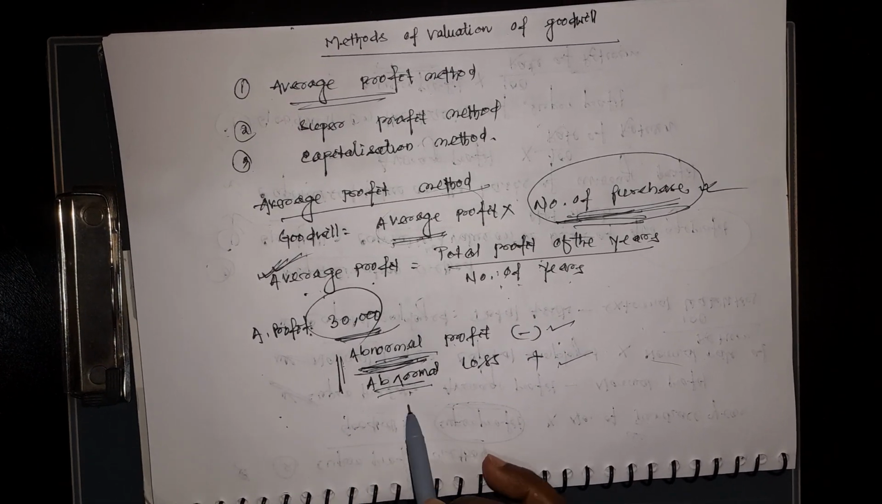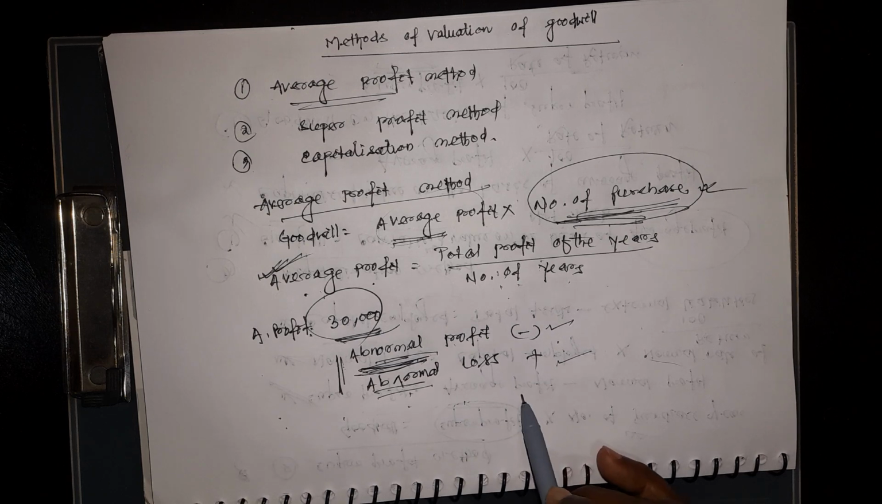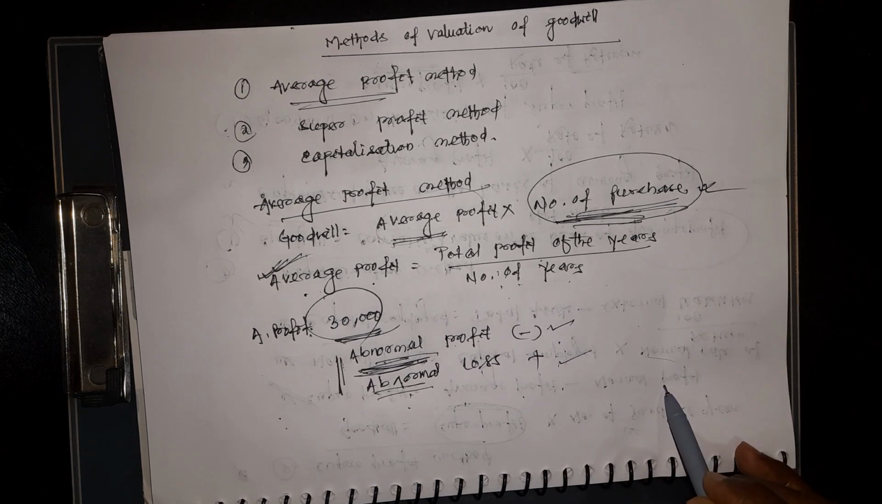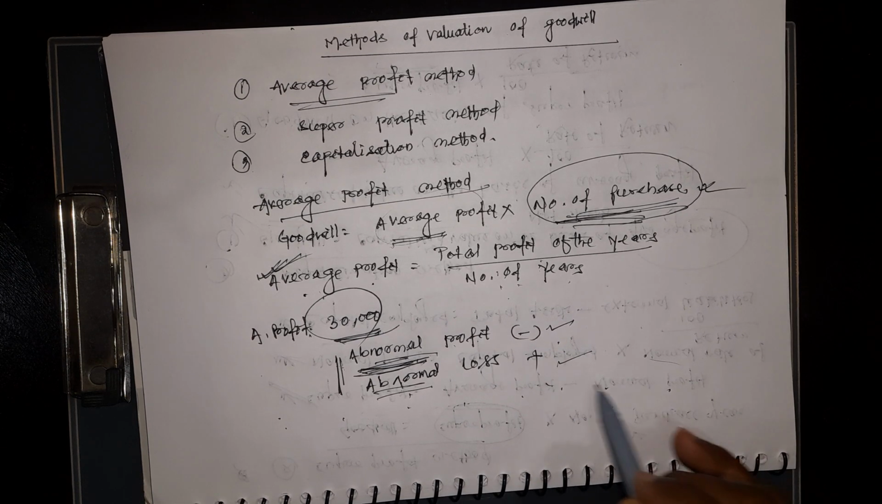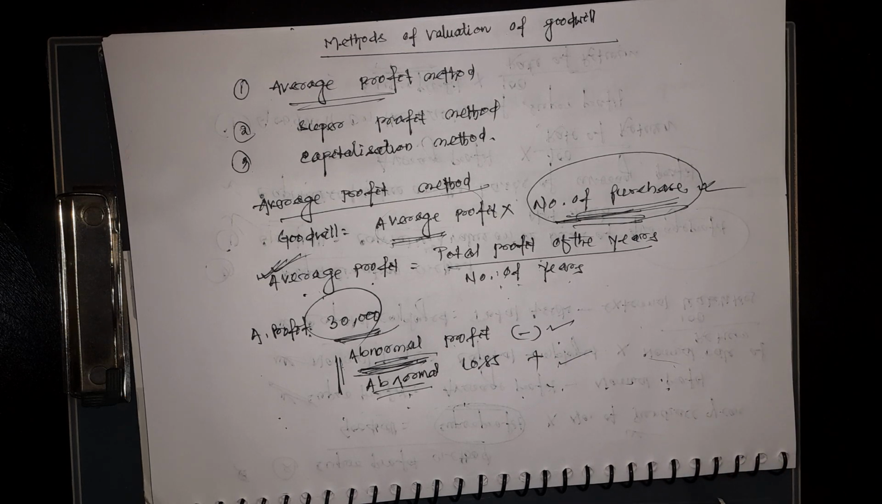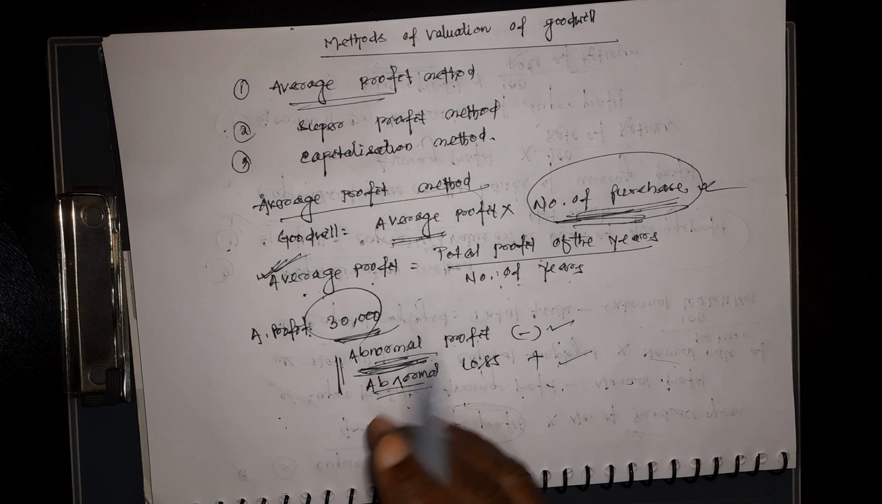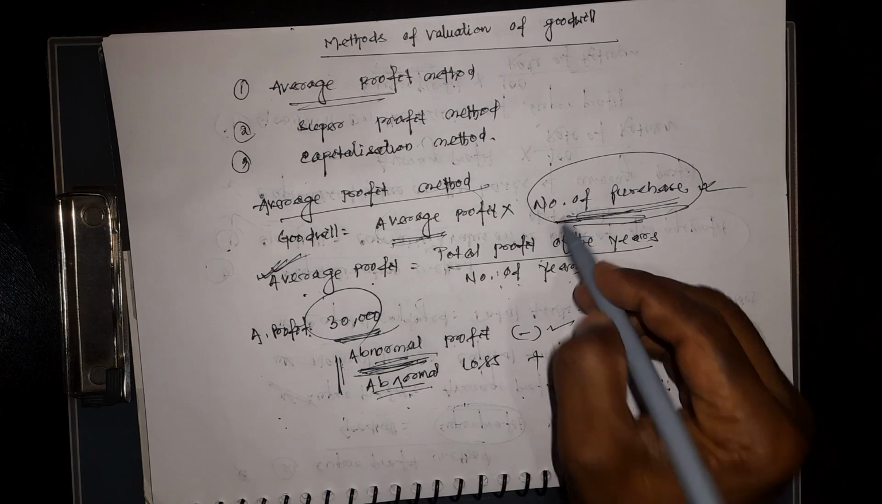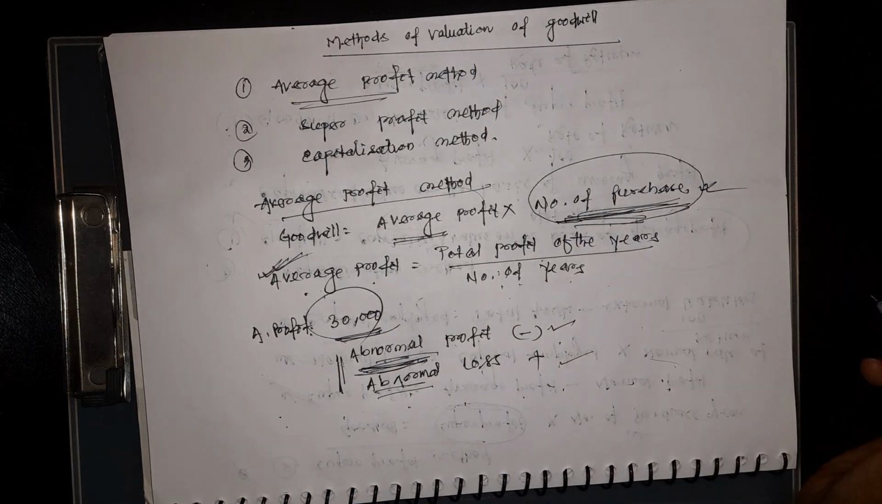Calculate goodwill on the basis of average profit of the last 4 years. Average profit of the last 4 years into the number of purchase year it will be given. Clear? So according to the question you will do it. The number of purchase year, you should not think that we have to calculate it, it will be given in the question.